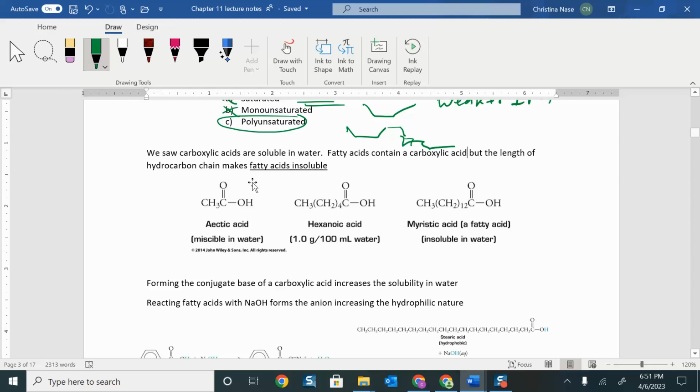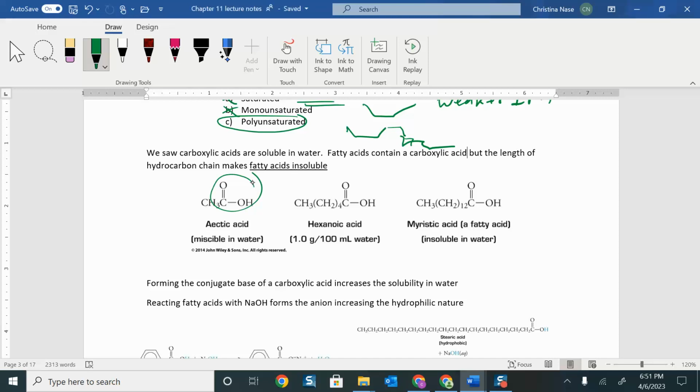What else did we see? So carboxylic acid. So this is a carboxylic acid. Remember that functional group C double bond O with an OH. This one's pretty small. It's got two carbons in it. This is going to be pretty soluble in water because this guy is going to be able to form hydrogen bonds. The polar versus the nonpolar part of that molecule is the polarity. This thing is more polar than it is nonpolar.